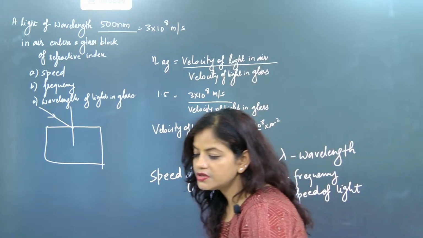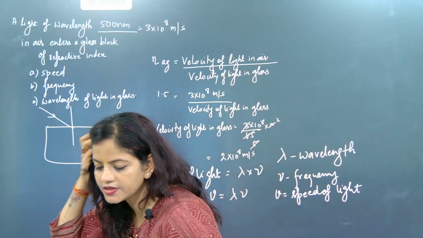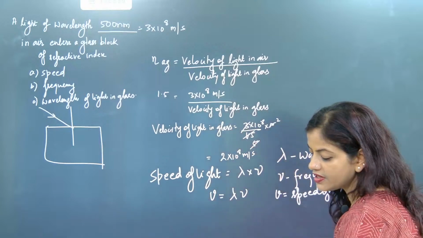Done, beta? So all the three are there. Yes, all the three are there. Okay. Now look here, beta. Formula is given. Now tell me.